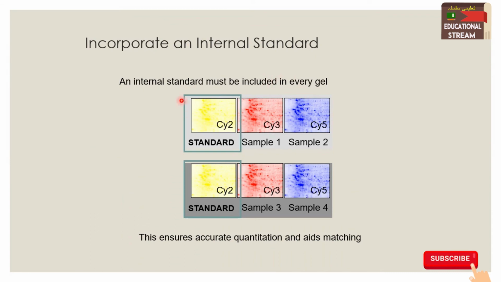It is important to include the internal standard in the gel, and we label it with Cy2, because it ensures accurate quantitation and also aids in matching of the gels. So Cy2 is yellow, Cy3 and Cy5 are labeled with different colors, they are overlaid with one another, and then the comparison is done with the standard.